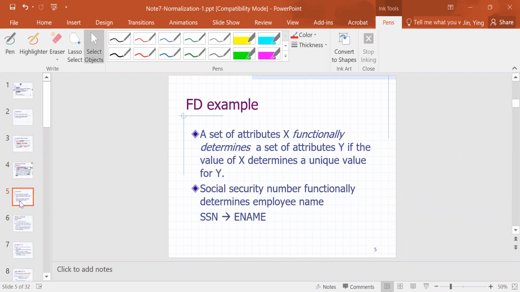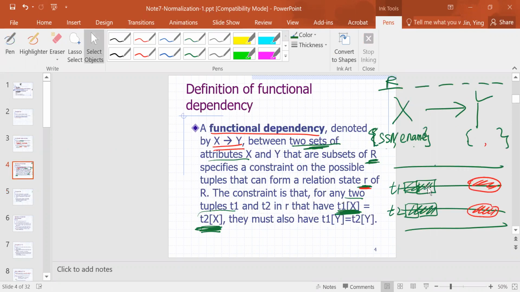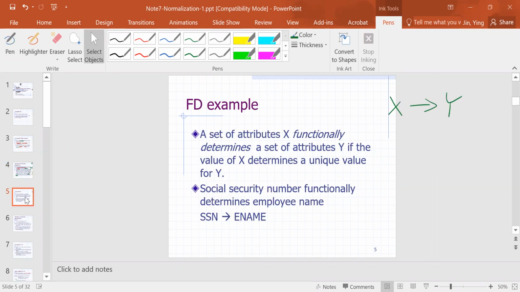Let's see some examples. X functionally determines a set of attributes Y if the value of X determines a unique value of Y. This is basically what I mean: the unique value of X determines the unique value of Y. For example, social security number functionally determines employee name.